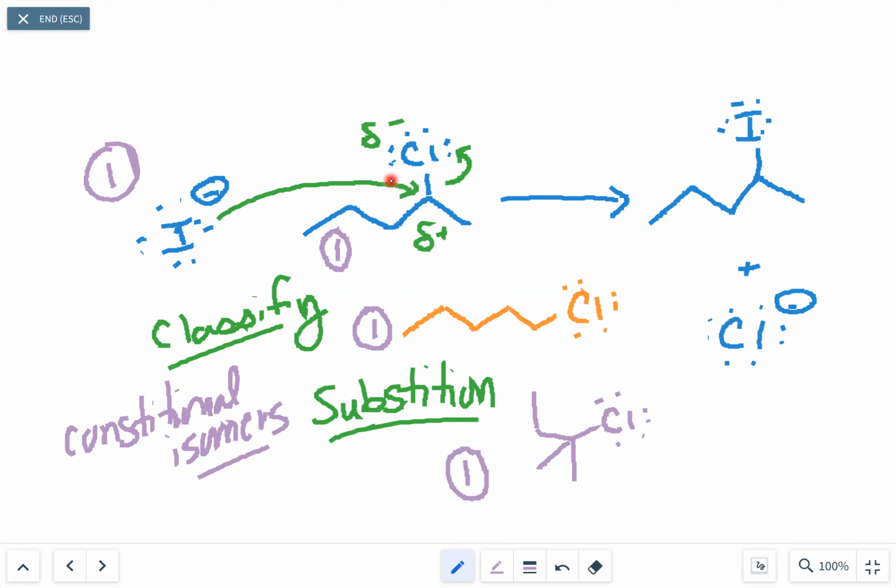Now, we're doing a substitution reaction. So iodine is attacking this carbon, which has a delta plus. Delta plus, delta plus. And the chlorine's going to leave after the iodine has attacked that carbon. So of these three molecules, which one do you think this iodine would have the easiest time with? These are all alkyl halides.